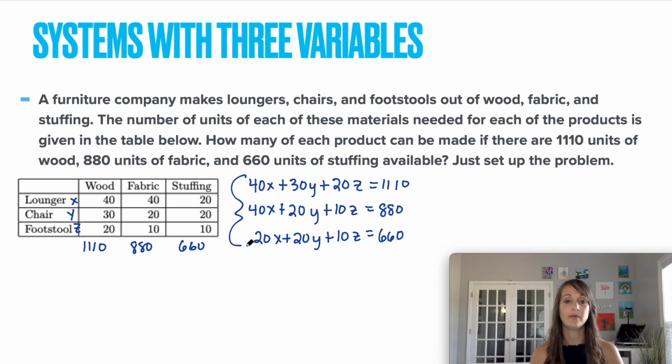Now that we've set up the problem, we have created our systems of equations to be able to figure out how much of each product can be made: how many loungers, how many chairs, and how many footstools can be made out of the units that are available.